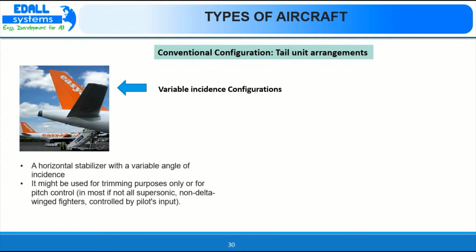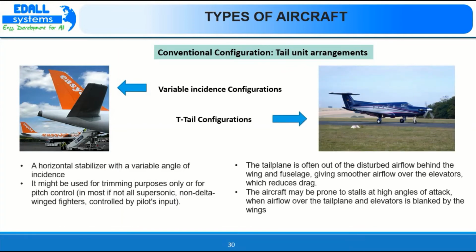So how the tail is placed and what all are the components of the tail, based on that we can classify it. One is variable incidence configuration. So a horizontal stabilizer with a variable angle of incidence is placed. It might be used for trimming purposes only or for pitch control, and it is mostly controlled by pilot's input. Then we have T-tail configuration.